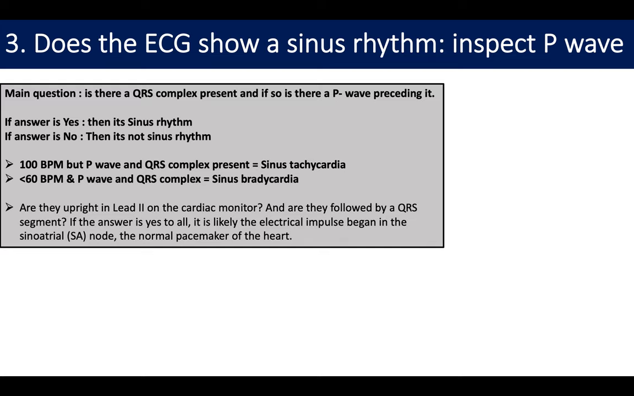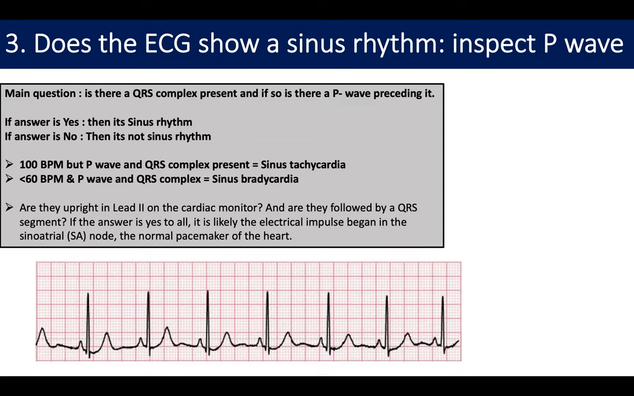The lead that you should mainly look at is lead two. Is there a P wave followed by a QRS complex? If the answer is yes to all, it is likely the electric impulse began in the SA node. Now, you can see that for every QRS complex, there is a P wave preceding it, where my arrow points. With the interval being equal all the time, you can say this is a sinus regular rhythm.